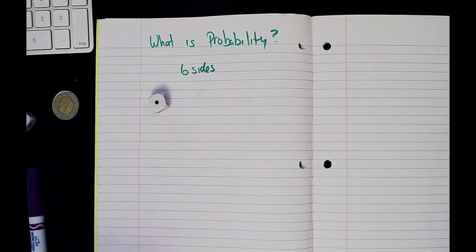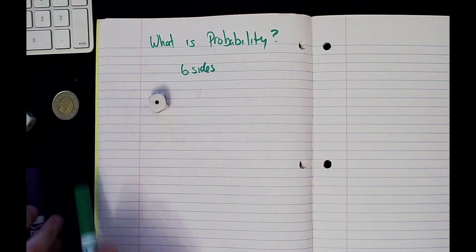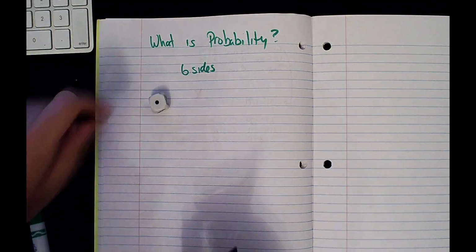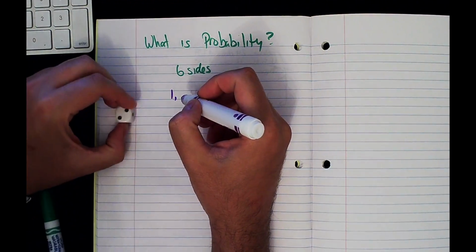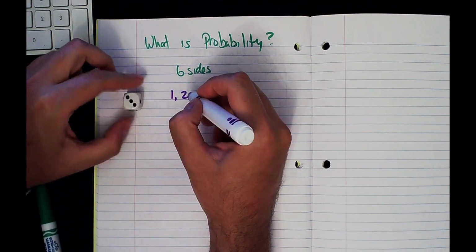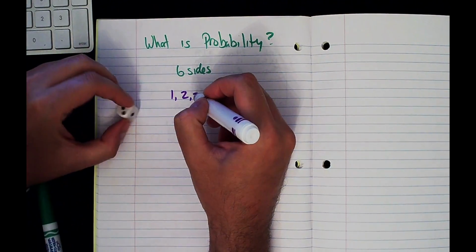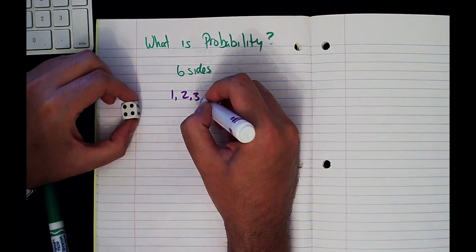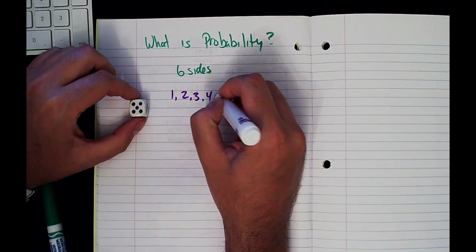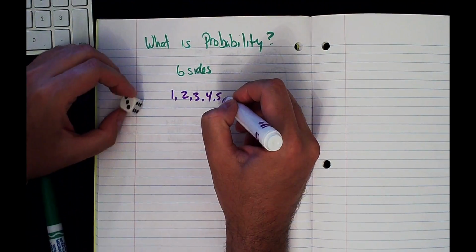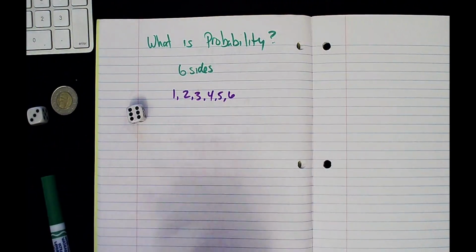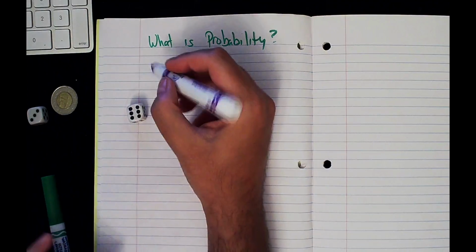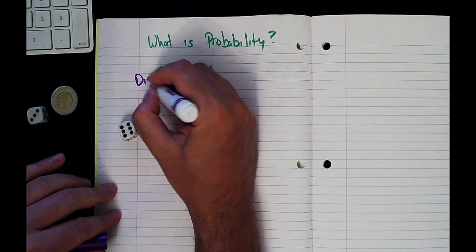Okay. And what are the possible outcomes when you're rolling one die? Well, the possible outcomes are 1, 2, 3, 4, 5, and lastly, there we go, 6. Those are the options. This is for a die.